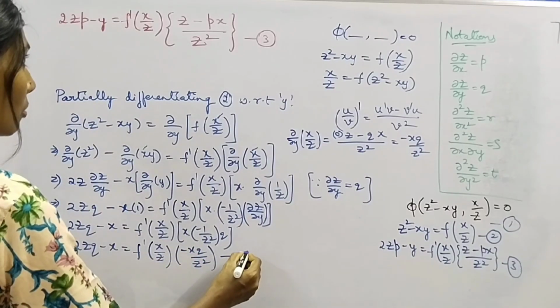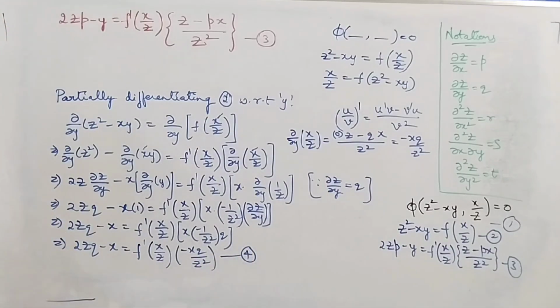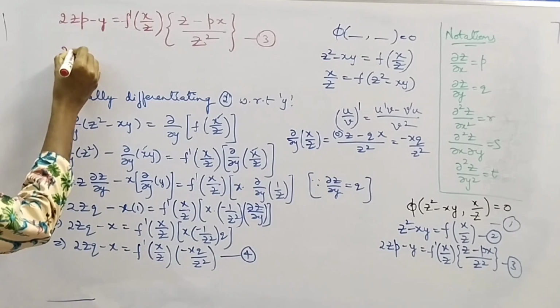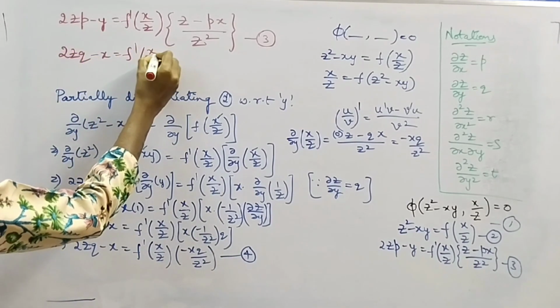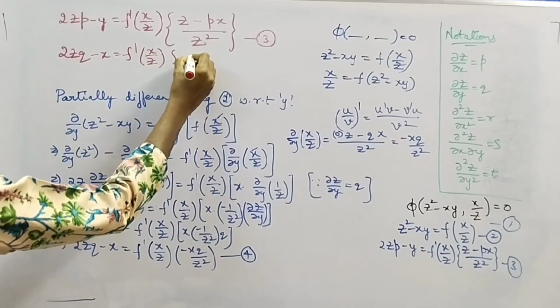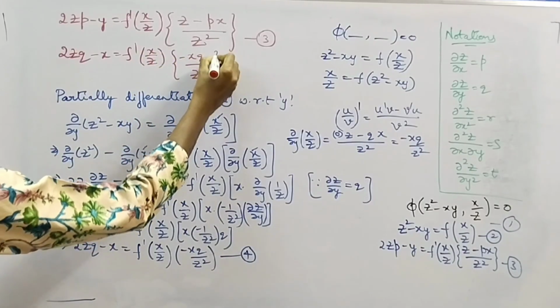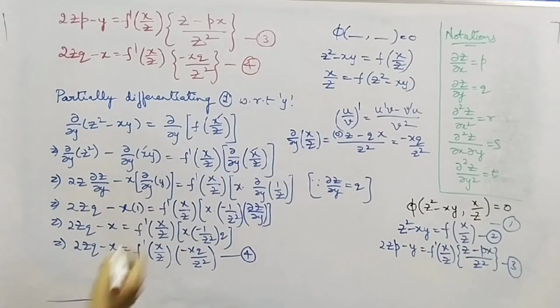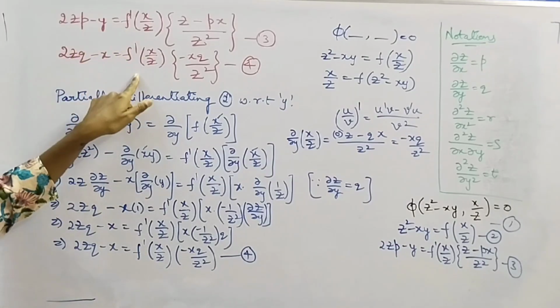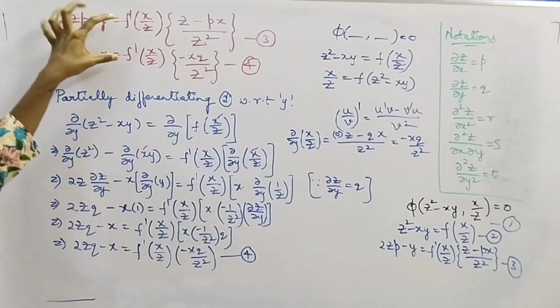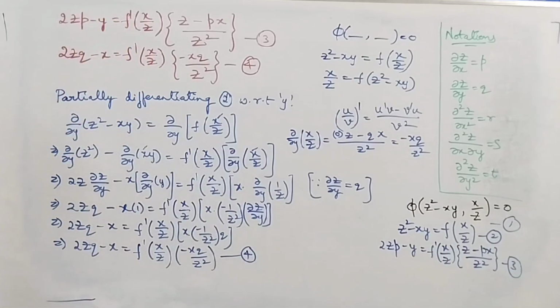Now we'll consider it as equation number 4. So we got equation number 4, which is 2zq minus x equal to f' of x/z into minus xq/z². Now observe equations 3 and 4. We can notice that f' of x/z exists in both equations, so using 3 by 4 we can just eliminate this f'. Let's see.